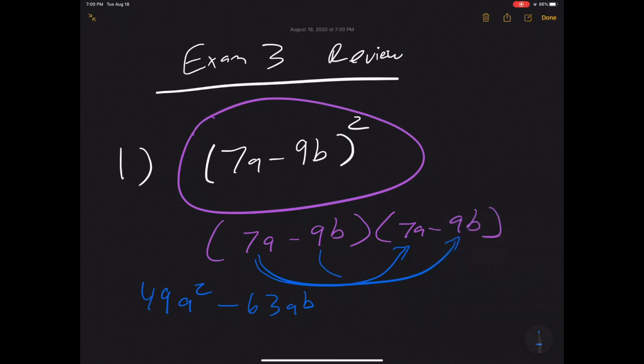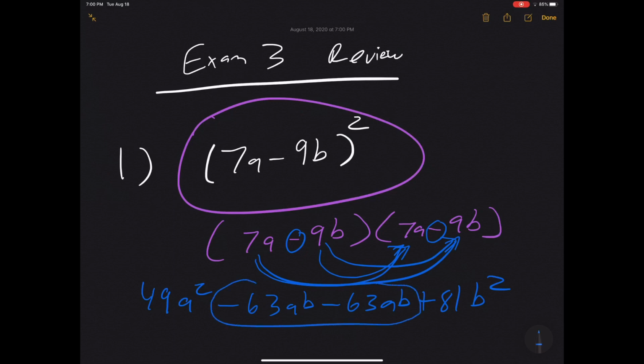and then we have minus 9b times 7a. 9 times 7 is 63 again, so we get minus 63ab again. And our last thing is a negative times a negative, which is a positive. 9 times 9 is 81b squared. Our last step is to combine like terms, which we only have in the middle here. So we have 49a squared minus 63 minus 63 is 126ab plus 81b squared. And that's number one, just testing to see if you know how to FOIL.